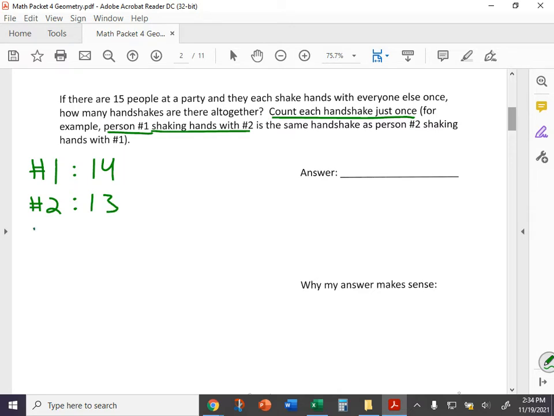Person number 3 comes in, 14 people for person number 3 to shake hands with. But again, because we already counted the handshake with 3 and 1 and 3 and 2, there are only 12 new handshakes happening. Okay, so I think you can see a pattern developing here, and you can take it the rest of the way for the number of total handshakes at this party.